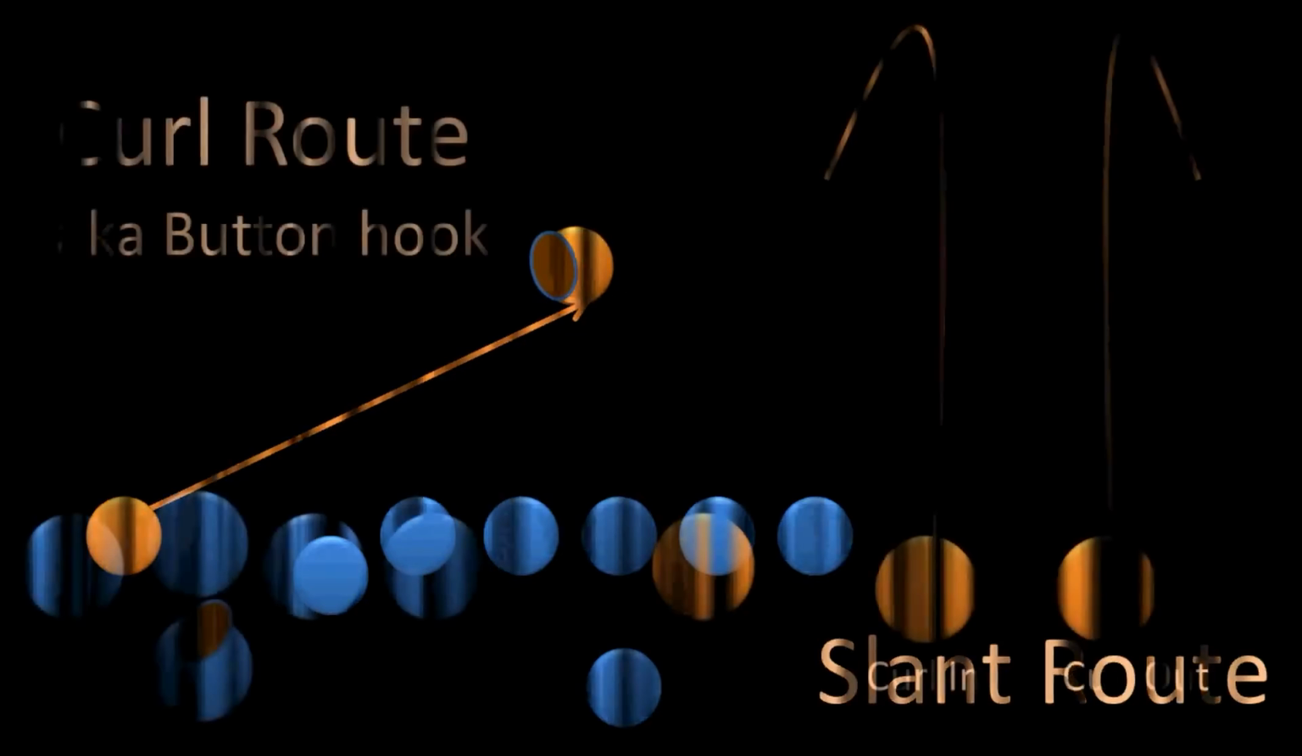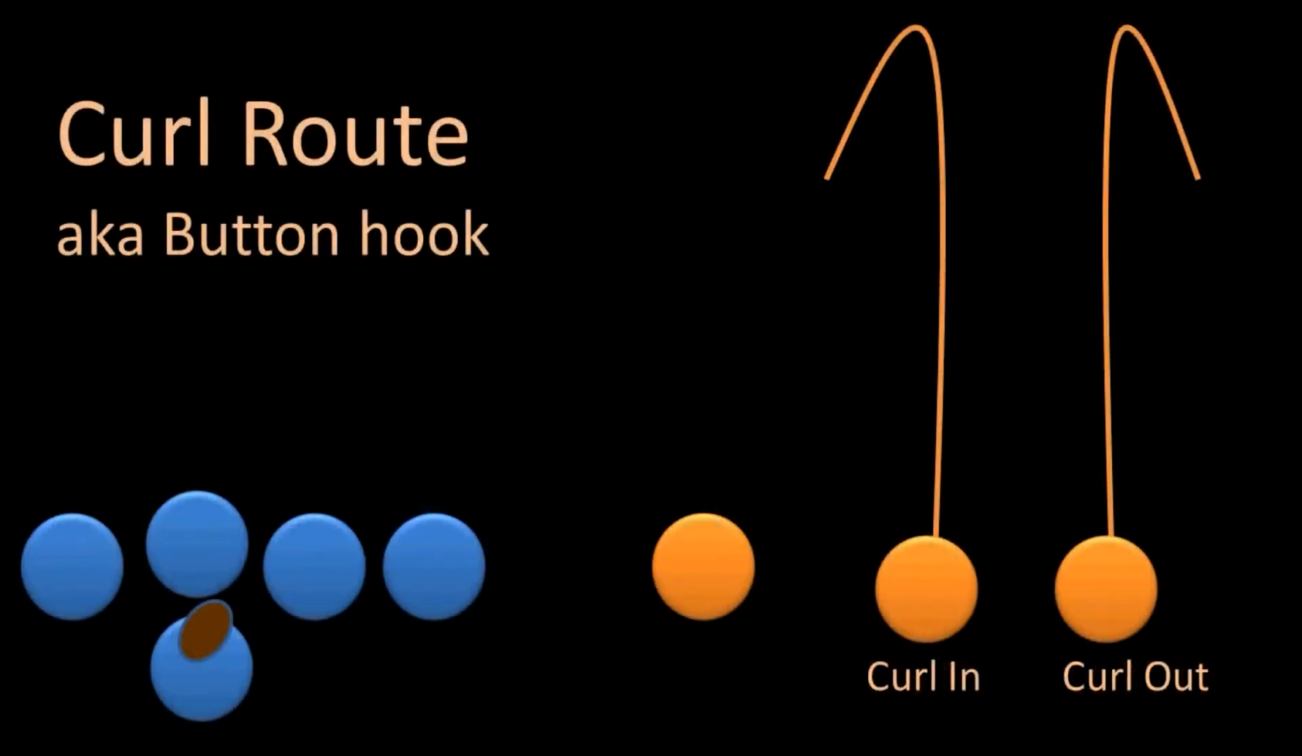Next is the curl route, which is also called the hook or the button hook, and as you can see, it means the receiver will run forward and turn around. How far the receiver will run forward may vary. It might be 5 yards, it might be 15, or it could be any distance. As with all these routes, the quarterback will know how far the receiver will be running before the play too. So oftentimes you'll see a quarterback throw the ball before the receiver has even spun around. This way, when he does turn around, he won't have to stand there and wait for the ball, because that would give the defense time to block the pass.